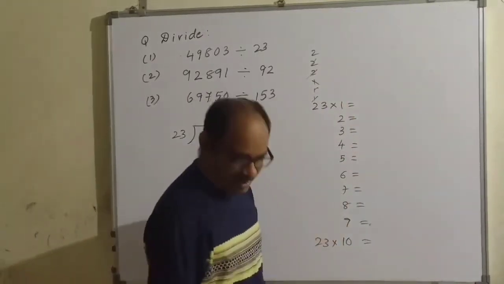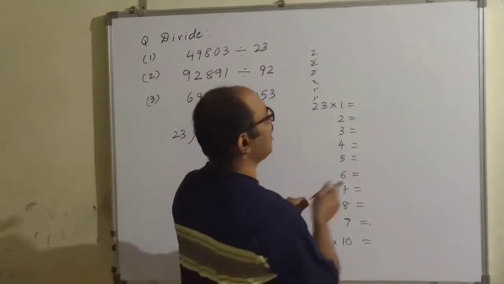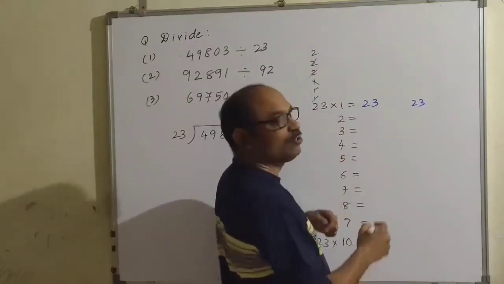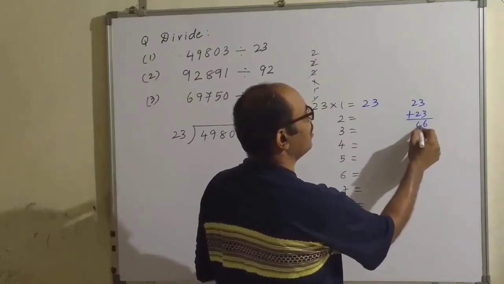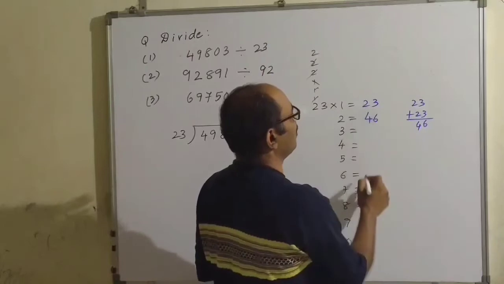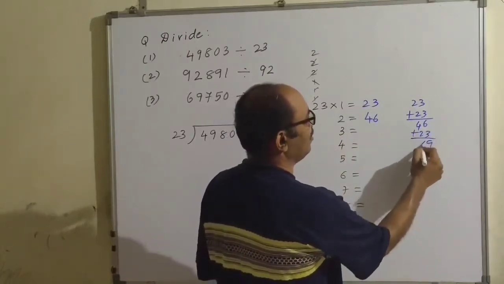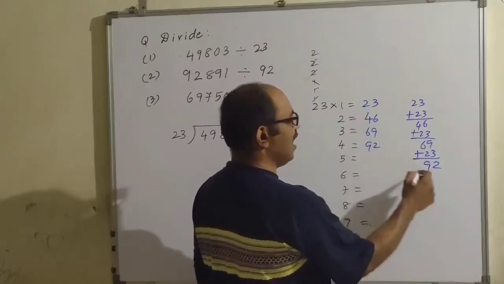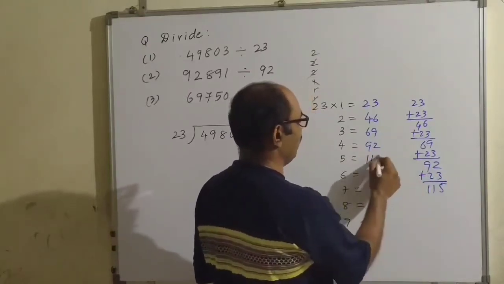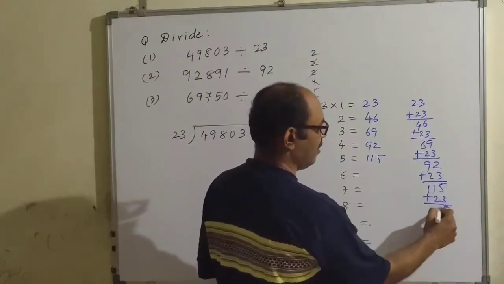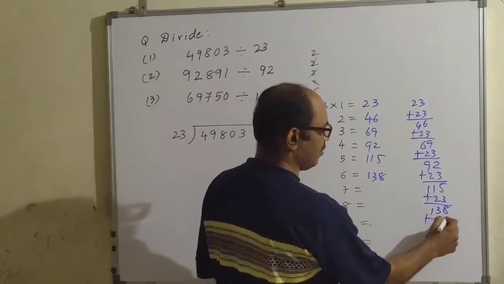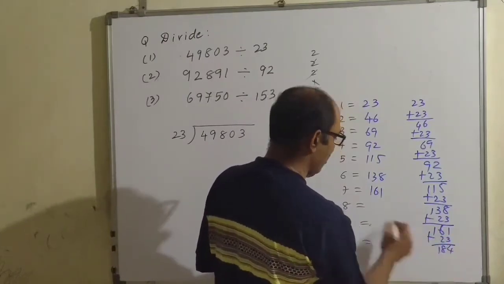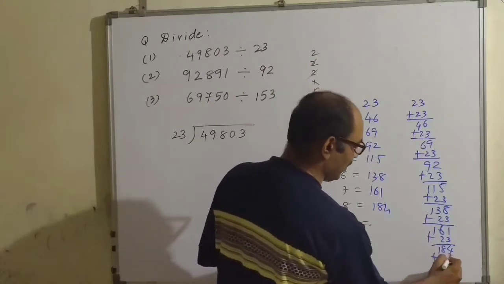Alright. Which is the divisor here? That is 23. So write 23. You know the first one, 23 ones are 23. Now if you want to know 2 times, add 23. 46. Sometimes addition is easier for you. You want to know 3 times, add 23. 69. 4 times, add 23. 92. 5 times, add 23. 115. 6 times, add 23. 138. 7 times, add 23. 161. 8 times, add 23. 184.